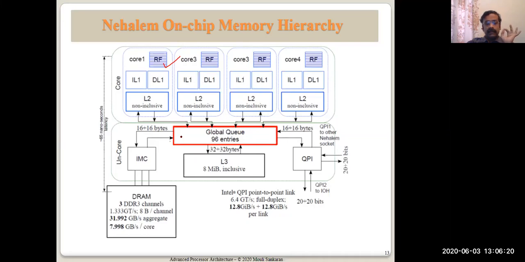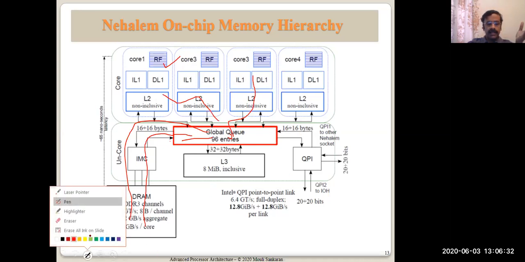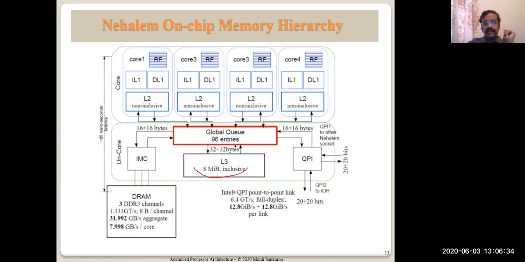Then there is some queue, meaning the instructions coming in are queued up and then fed to the different cores. Don't worry about it. It is as complex as I showed you. And this is the L3 cache, which is shared between the cores, but it is not inside, it is shared.